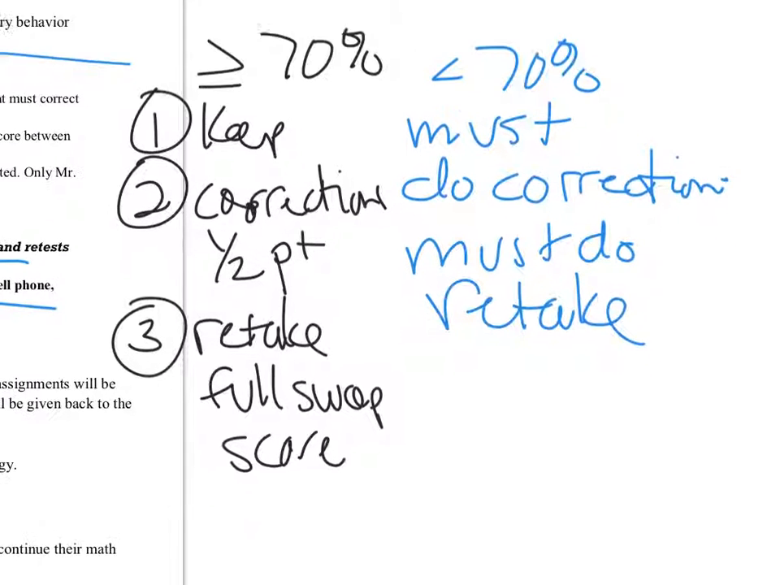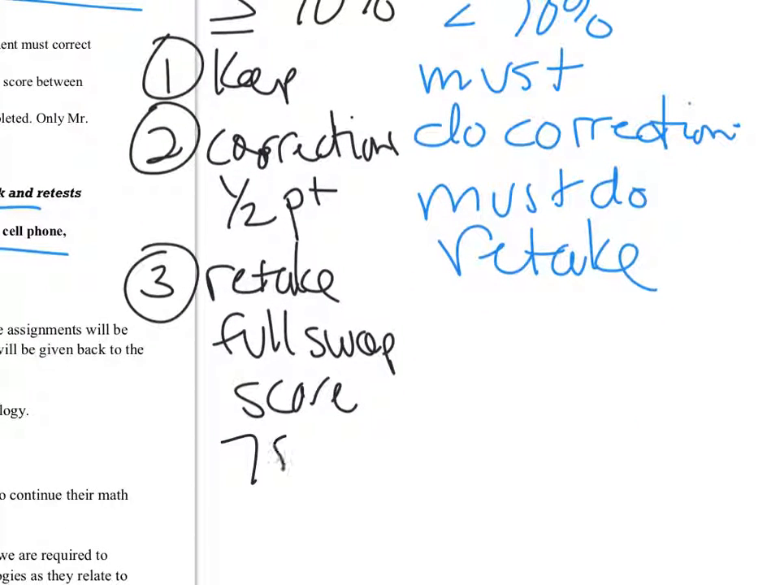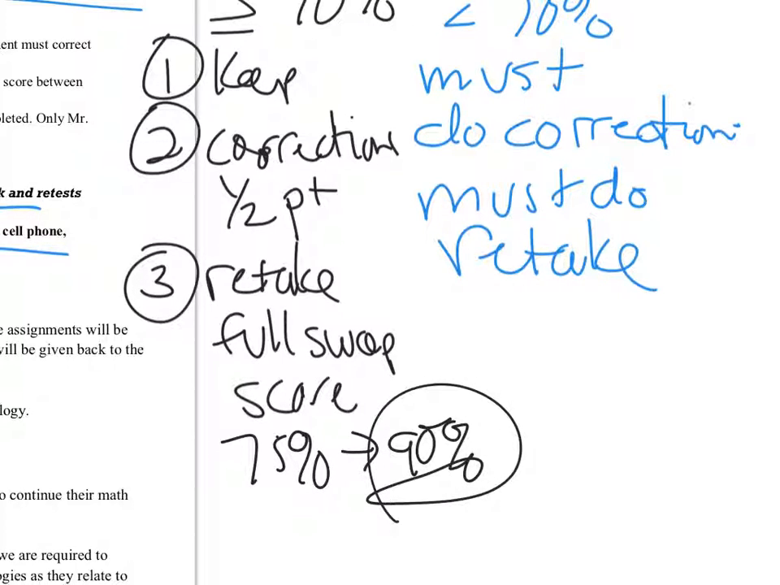So if you get like 75%, you don't like that, you do a retake, you get 90%. 90% is what goes in the grade book. All right, so that's kind of what you're looking at.